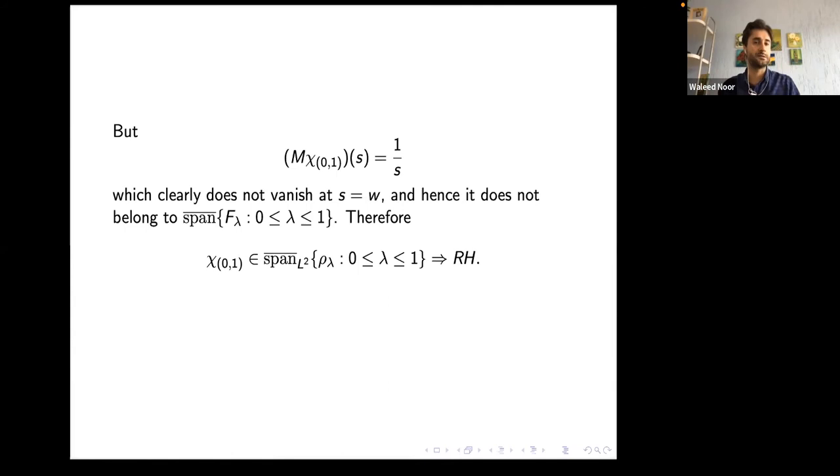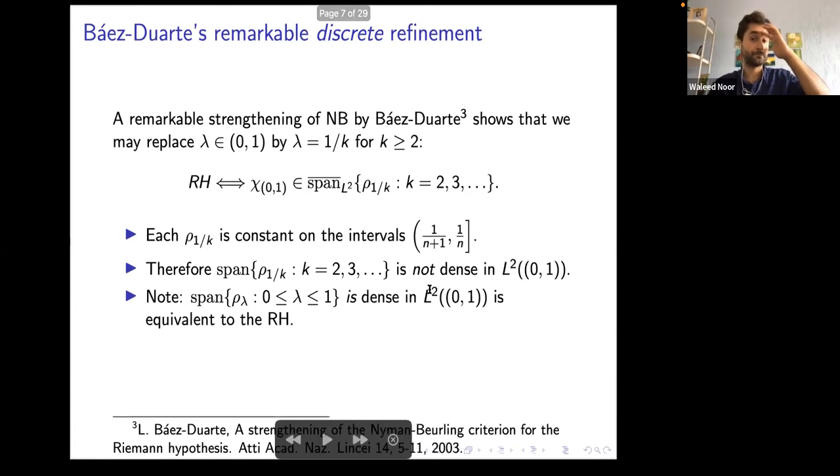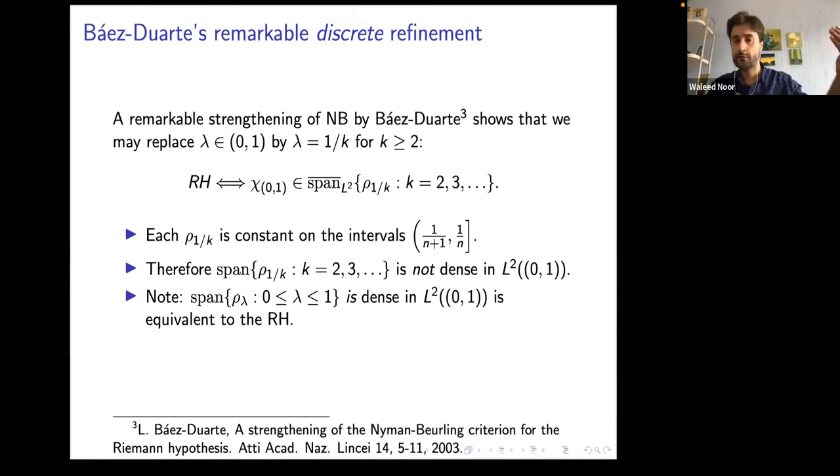The other part is a little bit more technical, obviously, and much longer, but I believe that this part is more interesting also because you have a sufficient condition for the Riemann hypothesis. Okay, so that was from the 1950s.